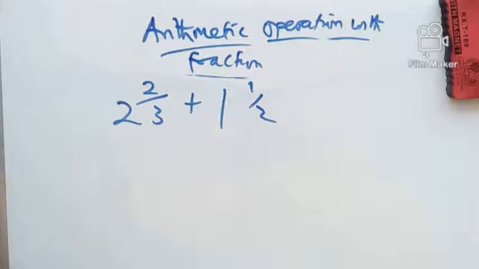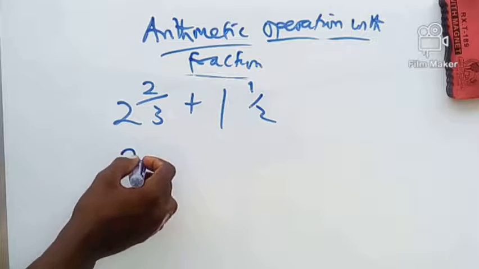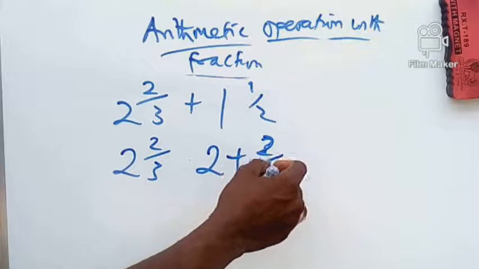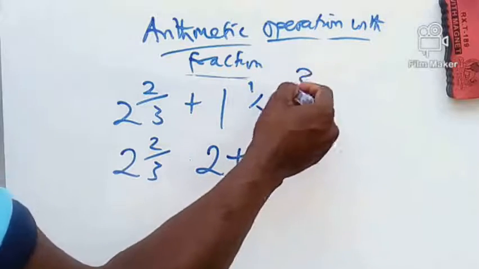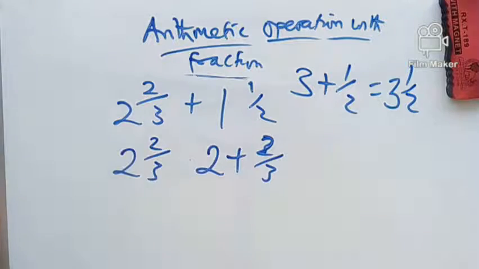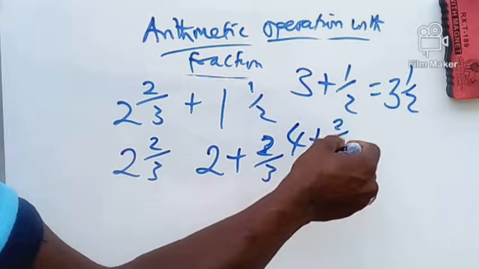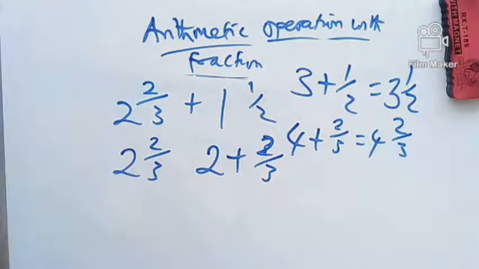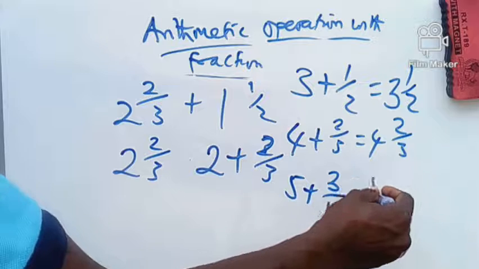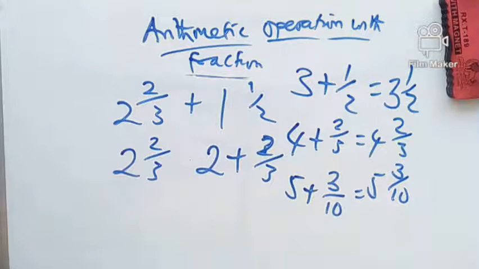Now understand this. A mixed fraction written as 2 whole number 2 over 3 simply means 2 added to 2 over 3. So if I have 3 plus 1 over 2, it is going to give me 3 whole number 1 over 2. If I have 4 plus 2 over 3, it means 4 whole number 2 over 3. You can tell me what will happen if I have 5 plus 3 over 10. It's going to be what? 5 whole number 3 over 10. Just like that. So if you have a whole number adding to a fraction, you just simply write the fraction by the side of the whole number. That's it.